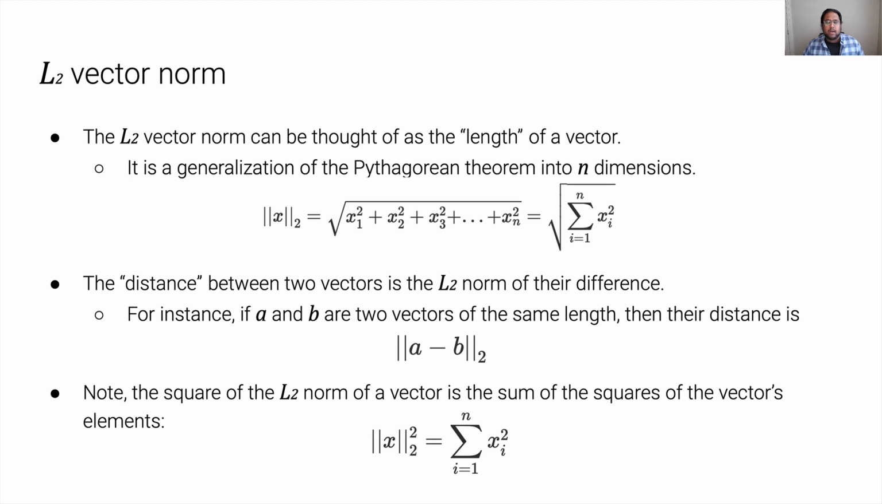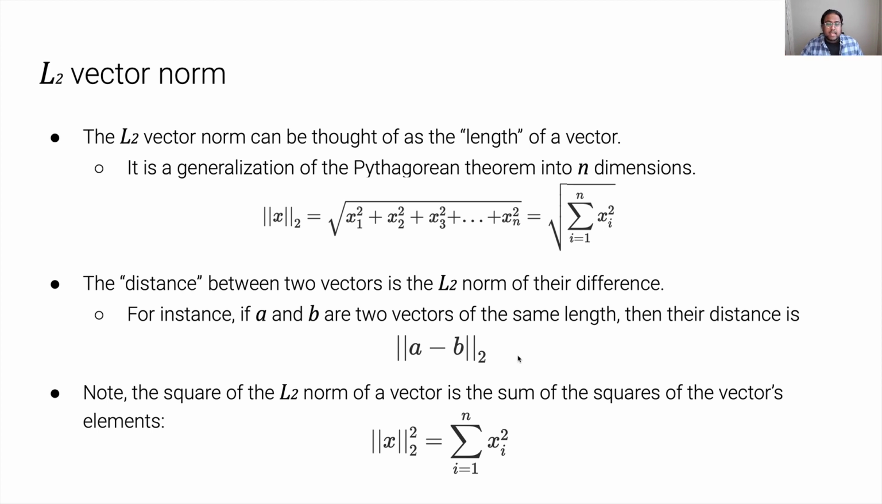Let's talk a bit more about the L2 vector norm, since it will be our primary focus in this lecture. The L2 vector norm you can think of as being a generalization of the Pythagorean theorem into n dimensions, and you can interpret it as being the length of a vector. We say that the distance between 2 vectors is the L2 norm of their difference. So for instance, if A and B are 2 vectors of the same length, their distance is the L2 norm of the vector A minus B. And this is something that we will heavily use in this lecture.